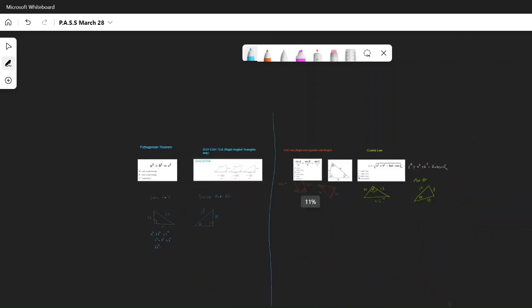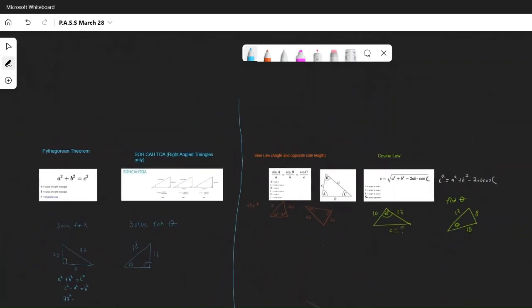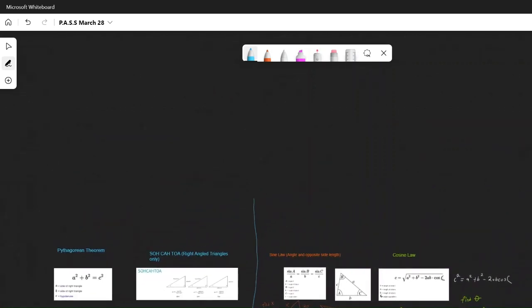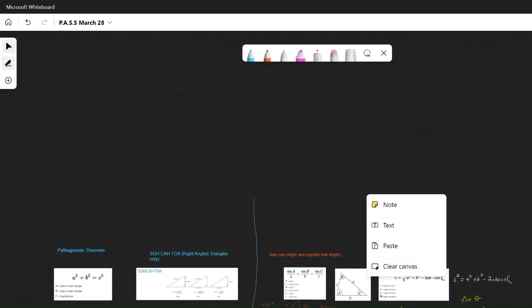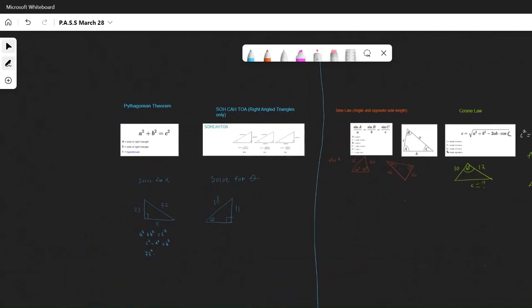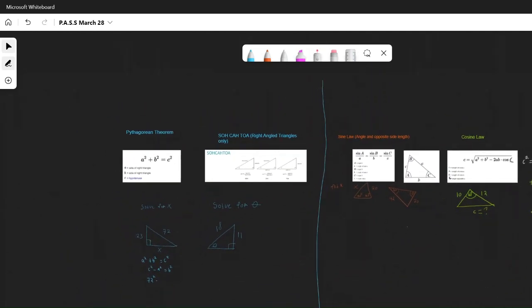Hello, today I'm going to be doing a video just focusing on how to solve triangles. We have two main categories: right angle triangles and oblique triangles, so basically just not right angles. When we have a right angle triangle, we will either use the Pythagorean theorem or SOHCAHTOA.